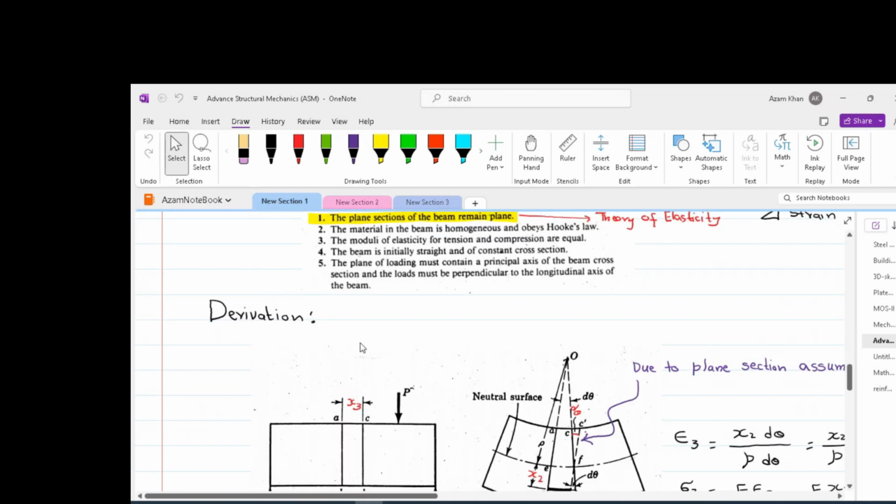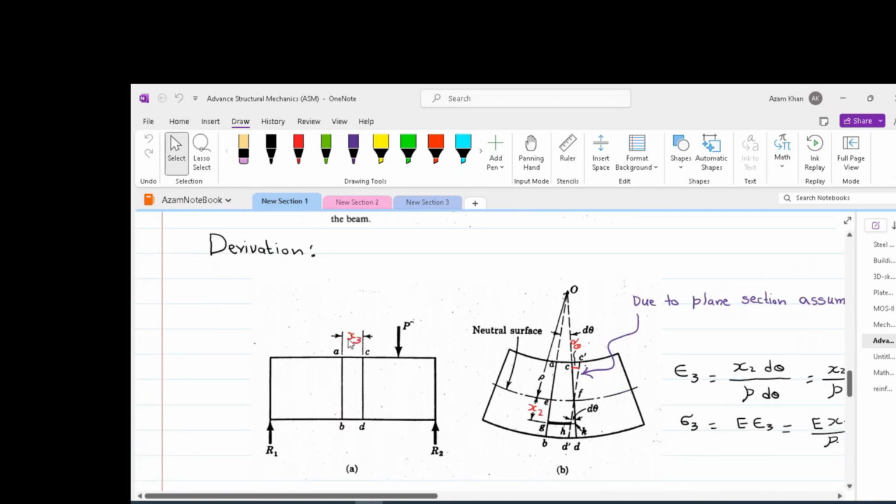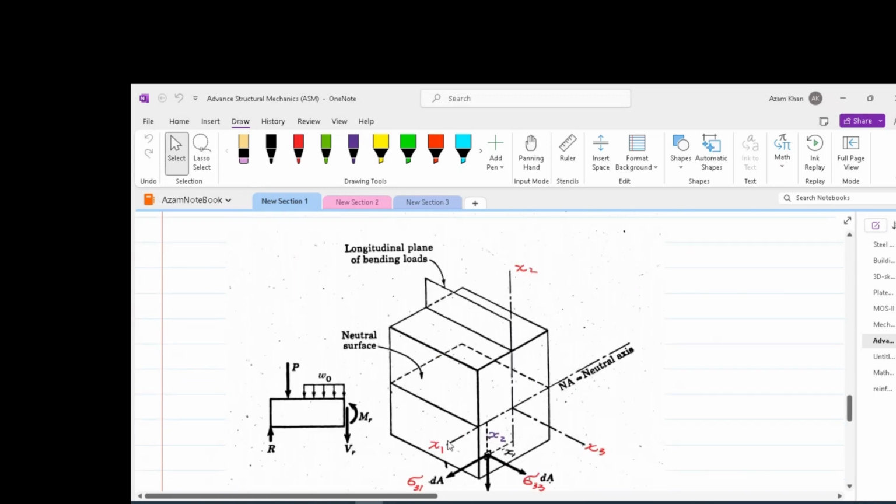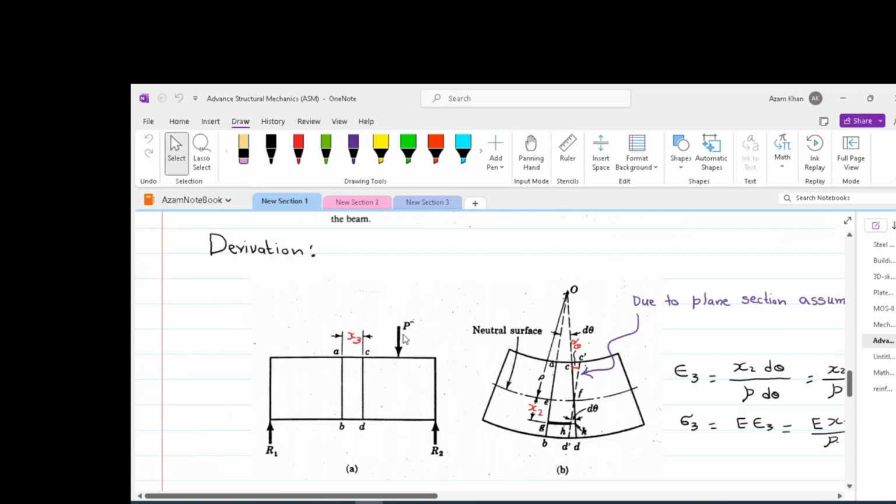Let us now move on to derivation of the flexure formula. A simply supported beam is subjected to some loading. Let us consider two adjacent sections AB and CD which are at a very small distance x3 apart. We assume that x3 is along the length of the beam and x1 and x2 are along the plane of the beam. After application of the load, the beam will bend. Imagine we take a portion of a beam.